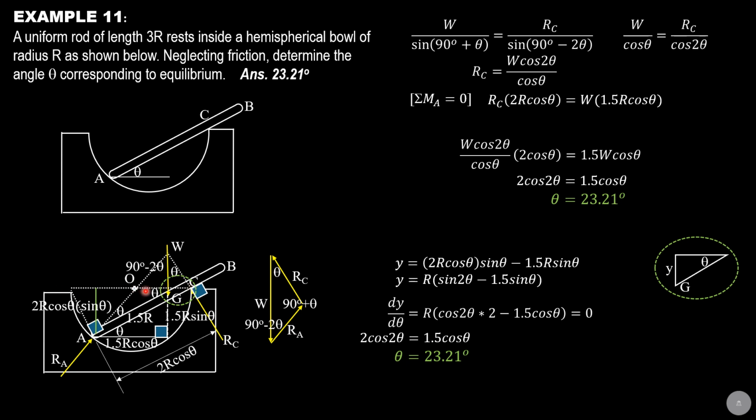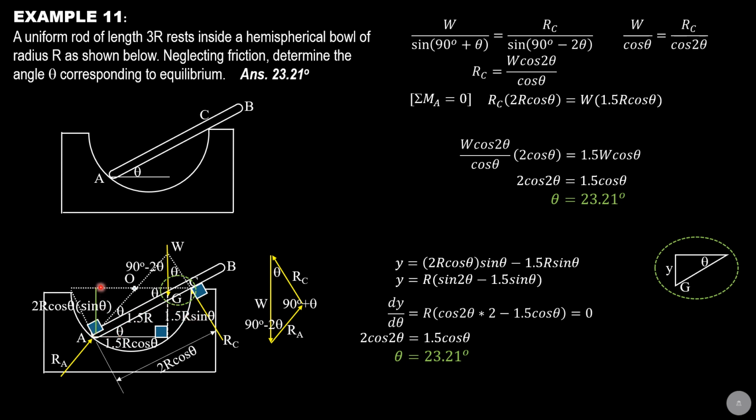Hypotenuse 2r, then this is theta, so 2r cosine theta. Likewise, this horizontal distance, the moment arm of the weight, is 1.5r cosine theta. And for the second solution, let's set up this first. This is 1.5r sine theta: hypotenuse 1.5r, opposite to theta, so 1.5r sine theta.